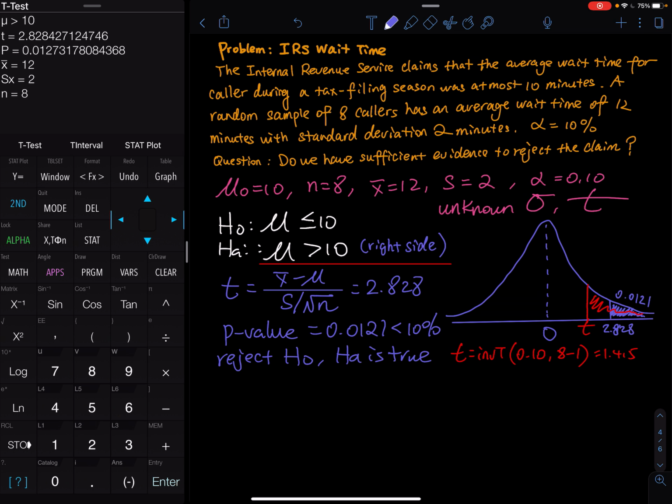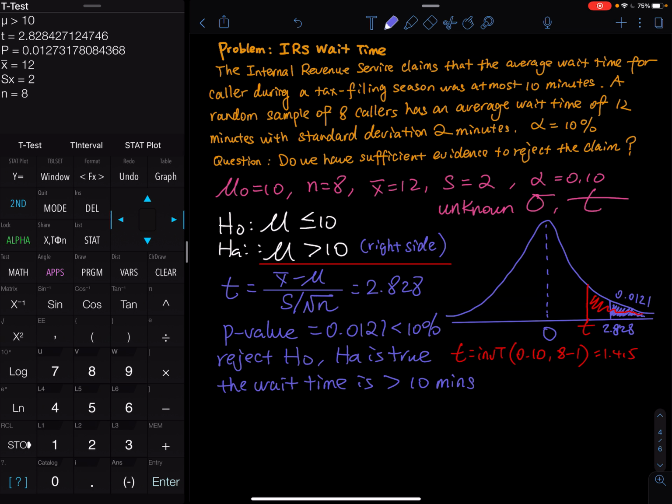Now, explain this in a way that everybody understands. What is HA is true? HA is true means the wait time is more than 10 minutes. The wait time is more than 10 minutes. So this sentence, everybody understands. You don't need to take a math class to understand this. The wait time is more than 10 minutes. All right, so we got the answer.